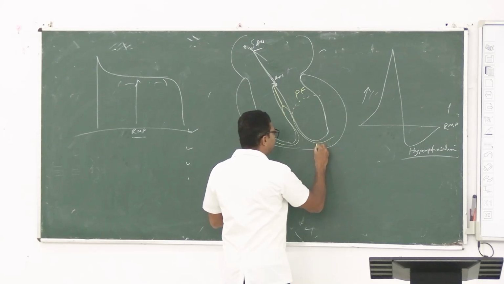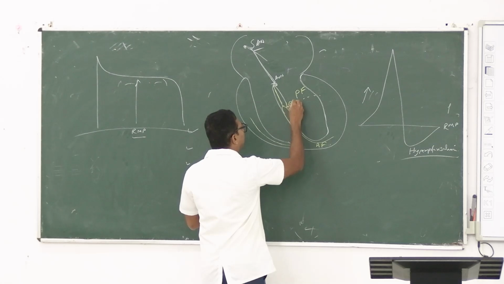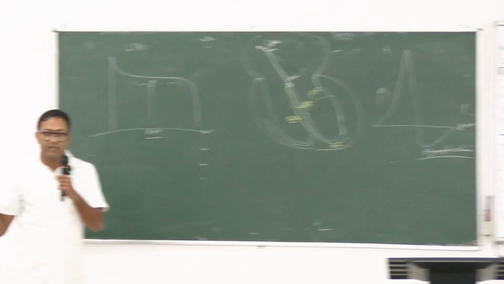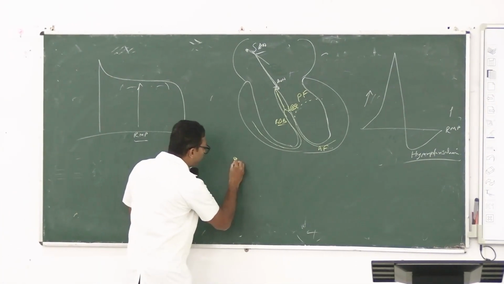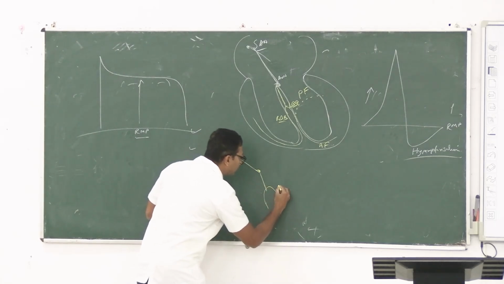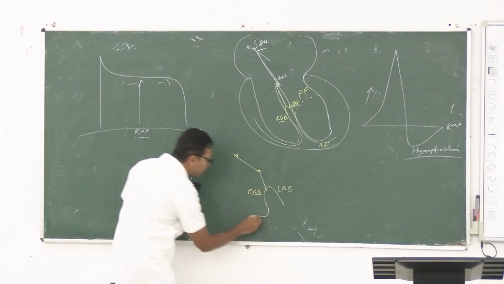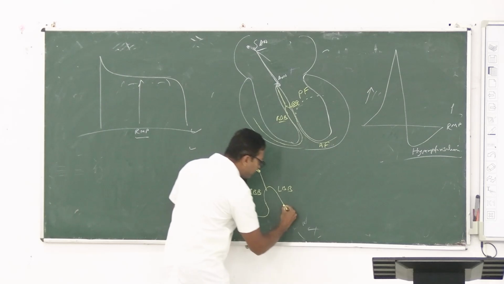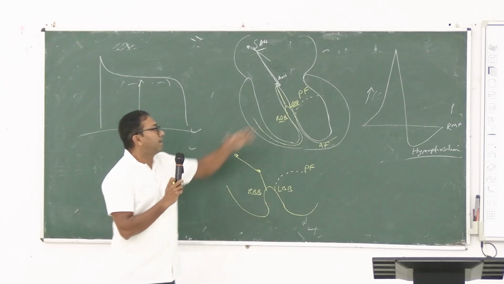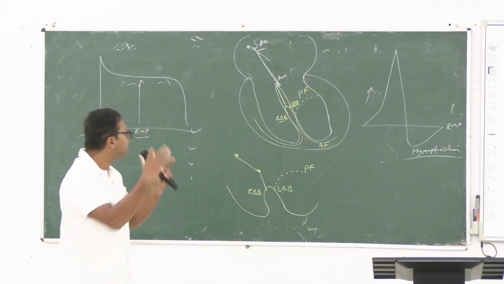This is the posterior fascicle, this is the anterior fascicle. This one is your LBB, left bundle branch, and this is your right bundle branch. And if we separate these conduction tissues from the heart, we see this is the SA node, this is the AV node, this is the bundle of His, which divides into two, the left bundle branch and the right bundle branch. The right bundle branch supplies the right ventricle, and the left bundle branch divides into the anterior fascicle and the posterior fascicle. Because, you know, I am drawing it two-dimensional, but the heart is a three-dimensional structure, right?